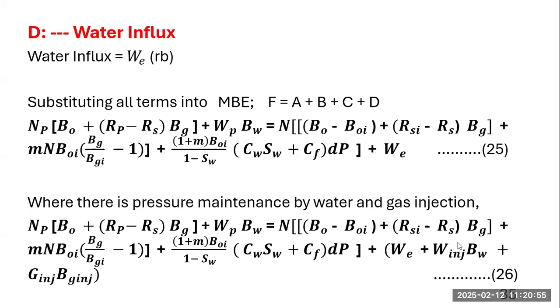If you have water injection, you have your water injection multiplied by BW. That converts it to reservoir barrel, and gas injection is also converted to reservoir barrel. So you have the water injection component and the gas injection component. Your material balance when pressure maintenance is going on is equation 26, and your material balance without pressure maintenance is equation 25.